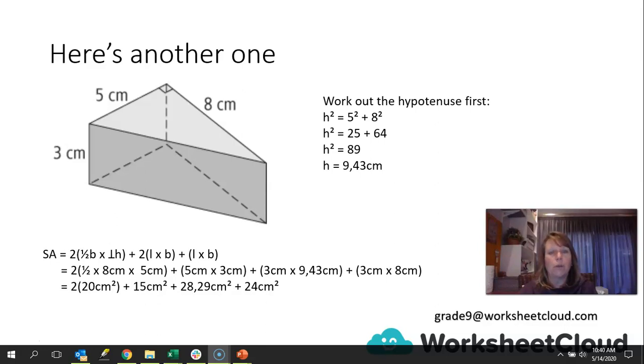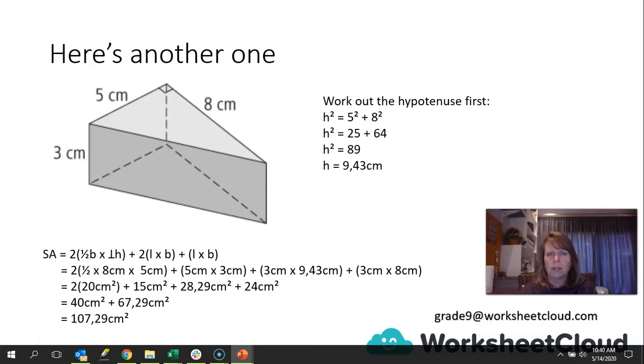the surface area of the whole shape. So we can carry on now. We've now got 2 times 20 is going to give me 40 centimeters squared. Add all of those together, which are all the rectangles, and I'm going to get 67,29 centimeters squared. Add that together, it's going to give me a total surface area of 107,29 centimeters squared.